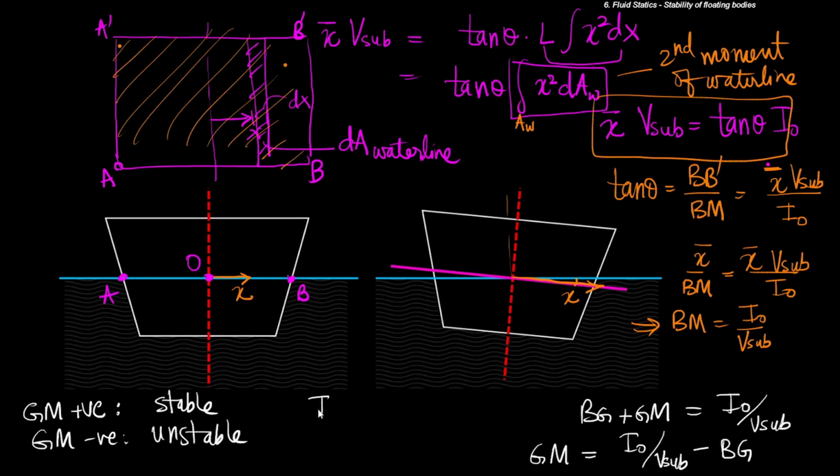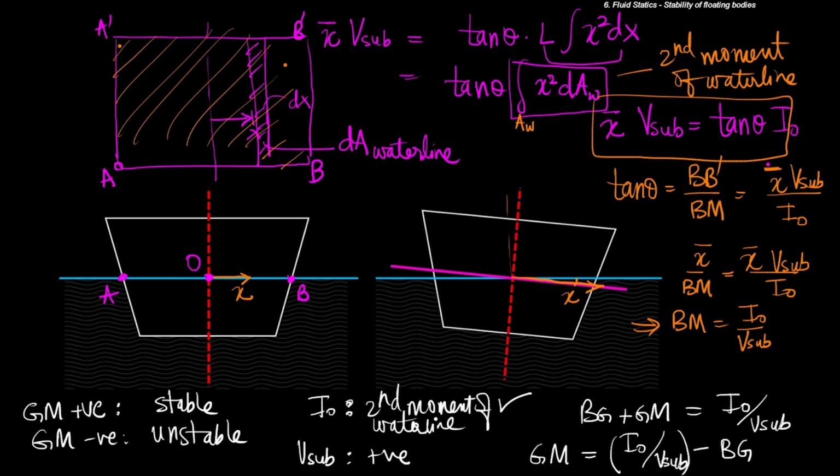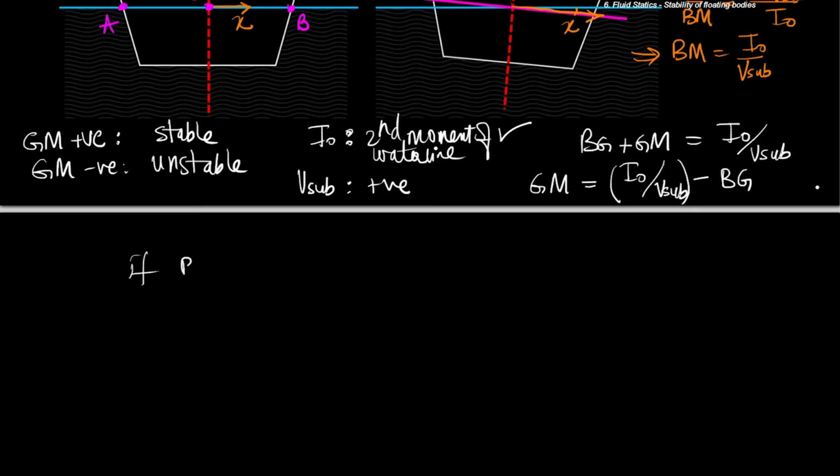Now I naught is the second moment of area of the water line, and it is by definition integral x square dA. Hence I naught is always positive. V submerged is the submerged volume, it is also always positive, meaning this entity is always positive. So if Bg is negative, then Gm is always positive and the object is always stable.